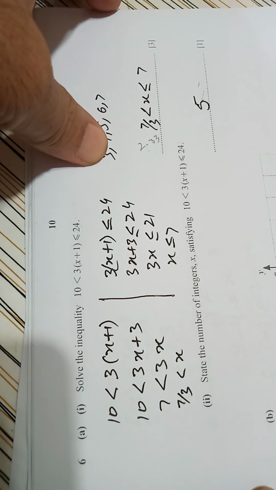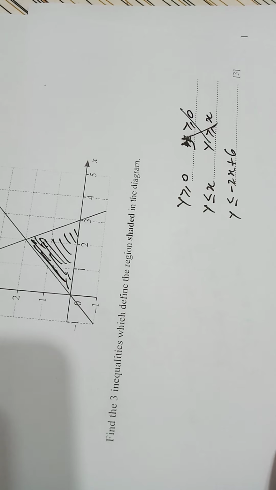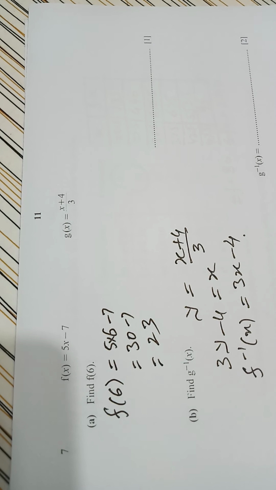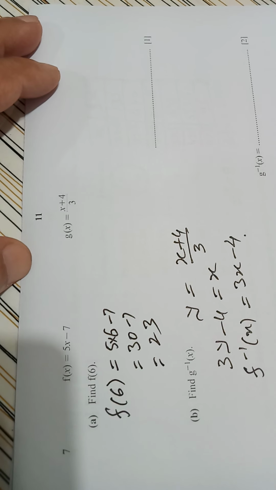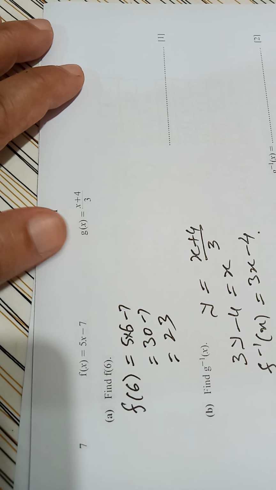Now for B part, in this he has given you a shaded region and he is asking for the inequalities. One is y is greater than, because the shaded region is above the horizontal line, so this will be y is greater than or equal to 0, and the region is below the line y equals x, so this will be y is less than or equal to x, and the third is y is less than or equal to minus 2x plus 6.